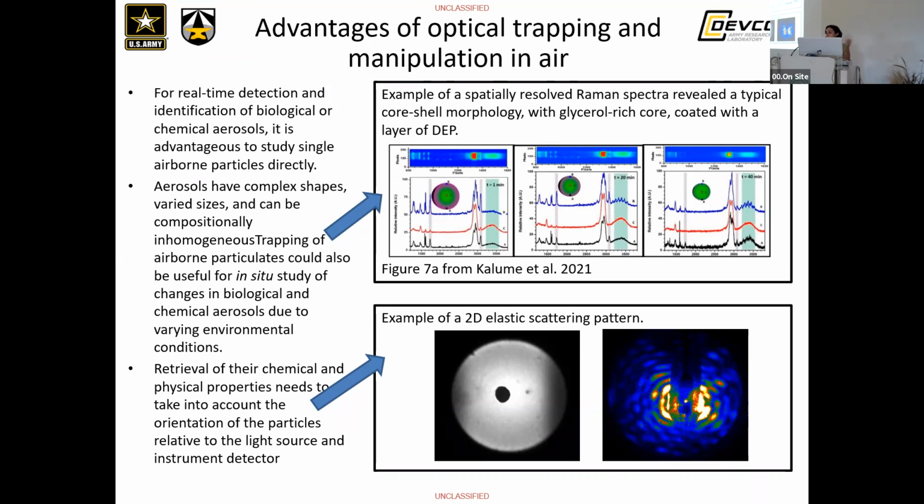You have some rings that are higher intensity near the center, near the forward scattering, and then less intensity as you go further out.